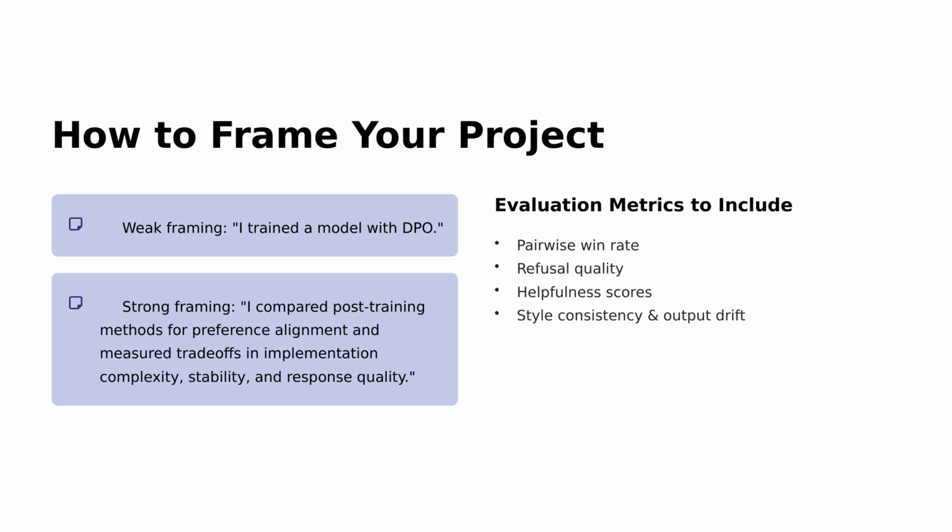When you describe your project, focus less on the tool you used and more on the question you answered. Instead of saying, "I trained a model with DPO," frame it as a comparison of post-training methods for preference alignment and highlight the trade-offs you measured, like implementation complexity, training stability, and response quality. Then ground that framing with clear evaluation metrics: pairwise win rate, refusal quality, helpfulness scores, and style consistency or output drift.